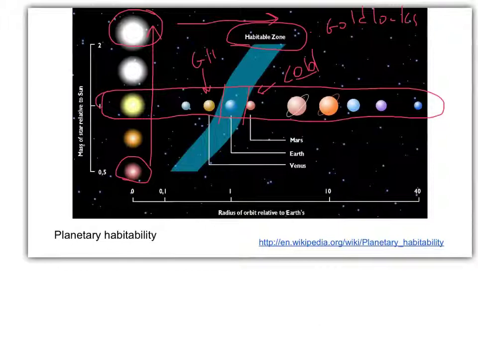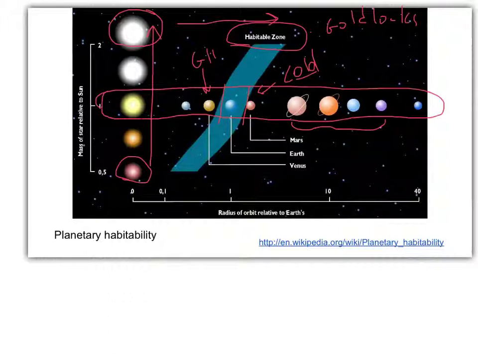Venus is a hellhole, hot enough to melt lead on the surface, atmosphere full of sulfuric acid, and no liquid oceans on the planet. Then we have these outer planets, Jupiter, Saturn, Uranus, and Neptune.